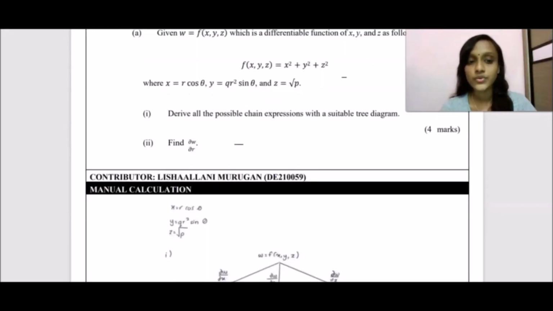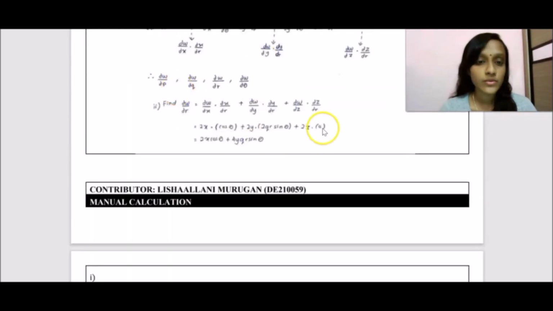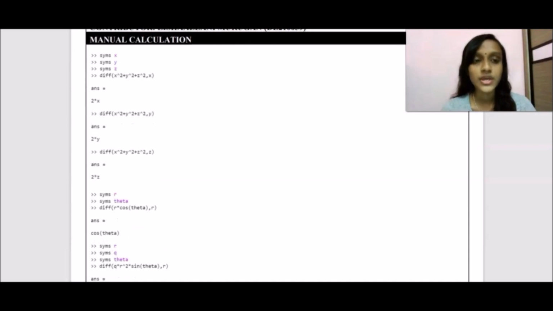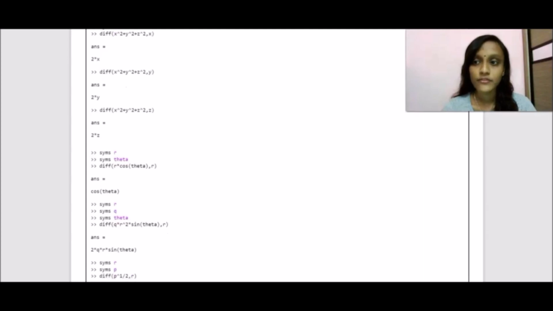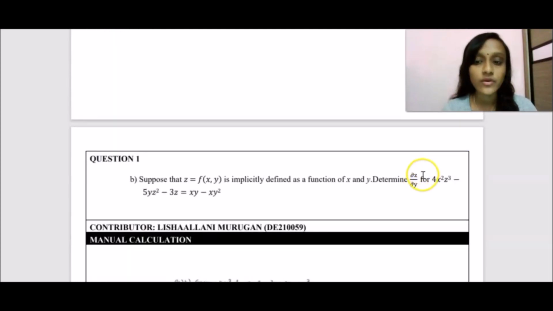And for A2, we have to find dW over dr. So from the manual calculation, I got 2x cos theta plus 4y qr sin theta. And from the MATLAB simulation, I got the same answer, where I got 2x, 2y, 2z cos theta and also 2qr sin theta.